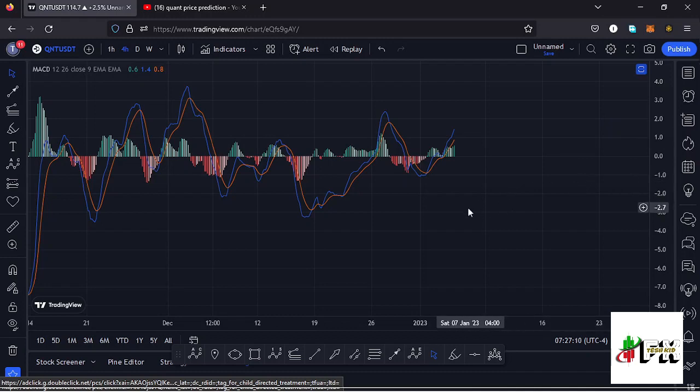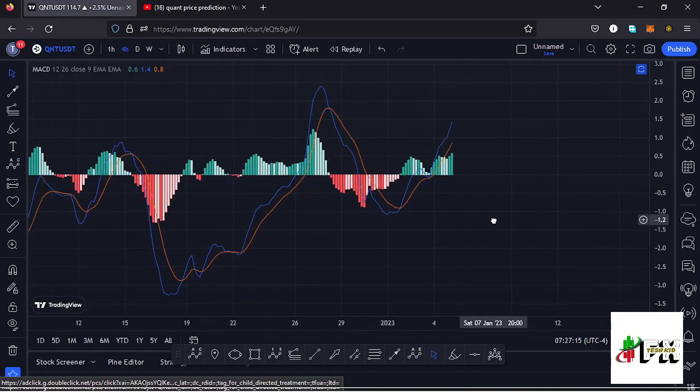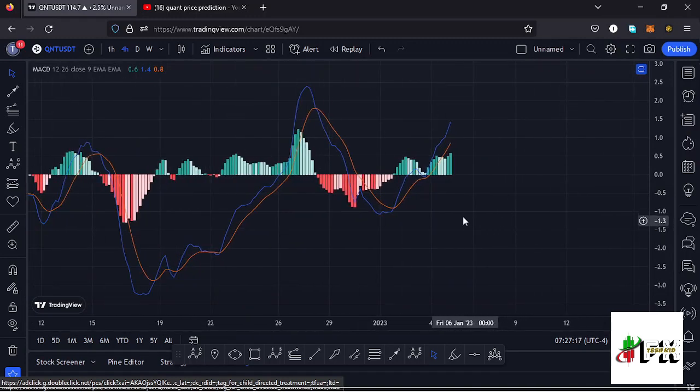Also taking a look at the MACD, on the MACD we have printed a bullish cross and we're also seeing an increase in the buying momentum. So let's be patient and see how that plays out, and I'll keep you updated.